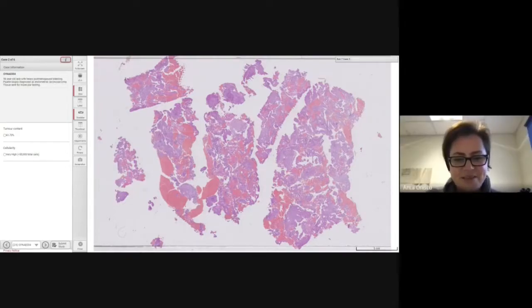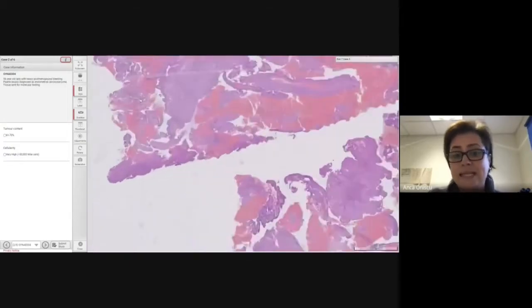Thank you. Yes, so this is a very good size biopsy. It's a presentation in a lady with postmenopausal bleeding and diagnosed as an endometrial carcinosarcoma. So we can see there is a lot of hemorrhage in the section. There are also fragments of tissue that look malignant at low power.